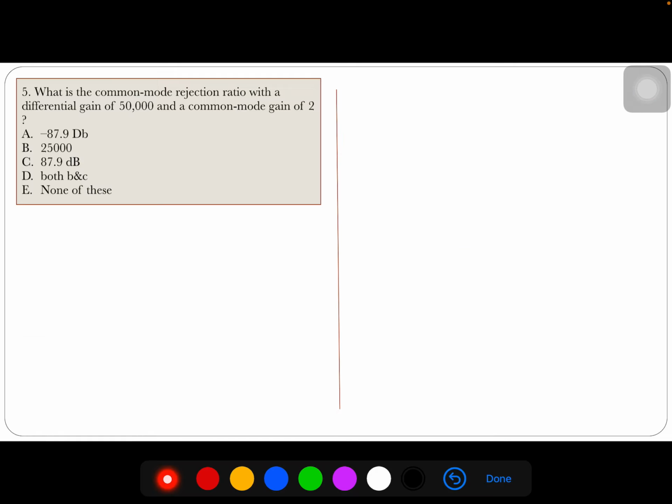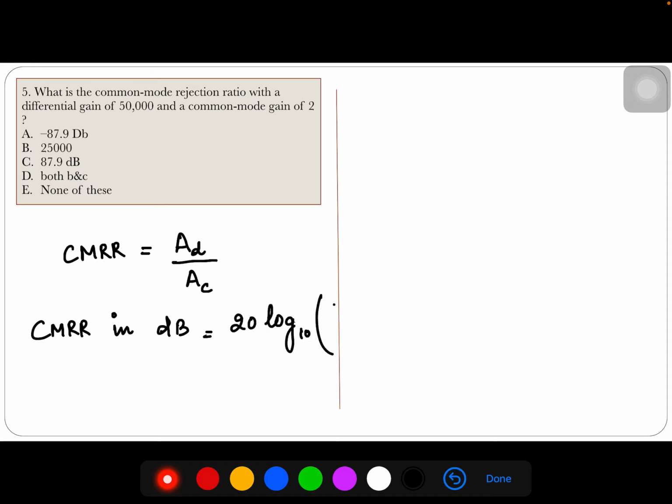Next question. What is the common mode rejection ratio with a differential gain of 50,000 and common mode gain of 2? So as I told you the formula in the previous question also, CMRR is given by differential gain upon common mode gain. One formula is this, where CMRR will be unitless. But if you want to calculate CMRR in decibels, then you just have to take the log of the above answer and multiply it with 20. So 20 log AD by AC is the formula for CMRR in decibels.